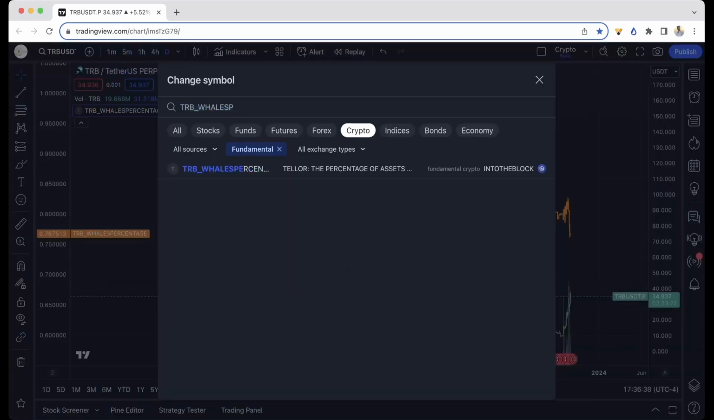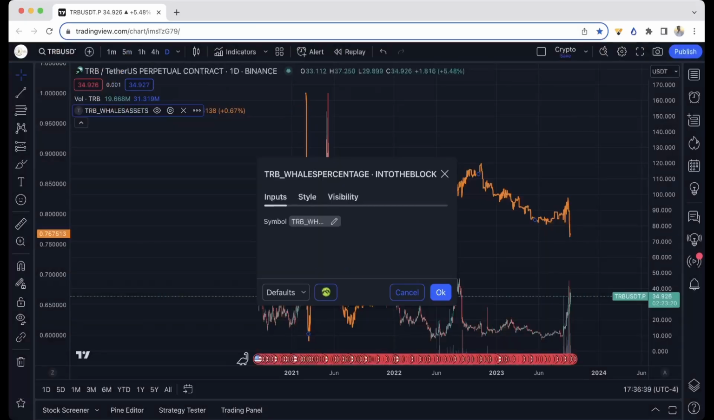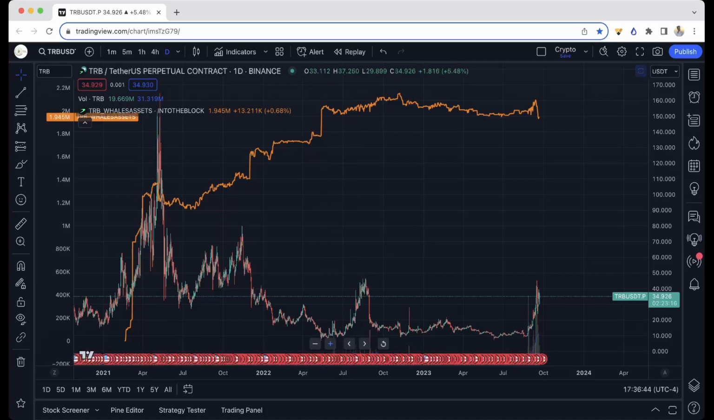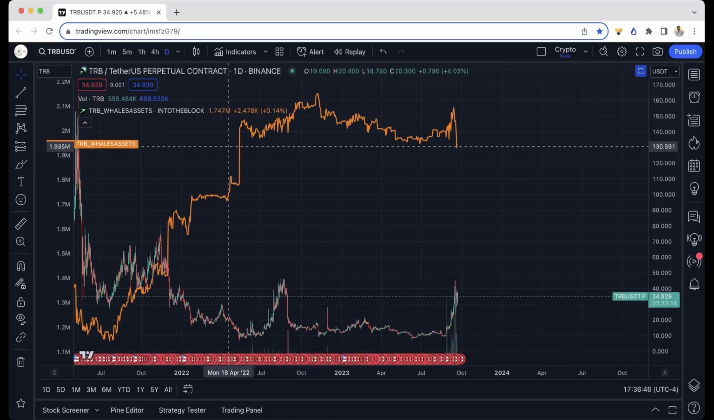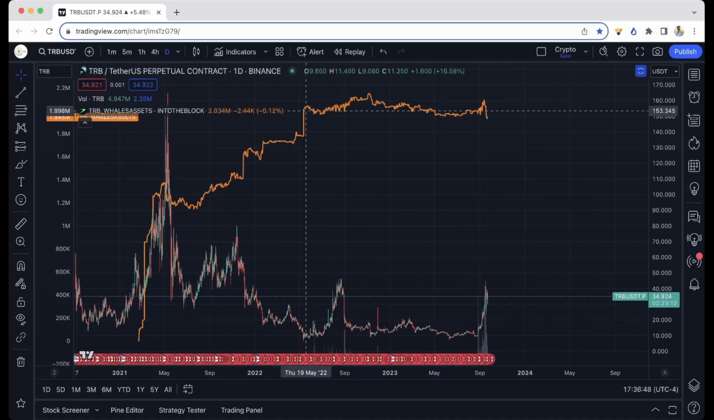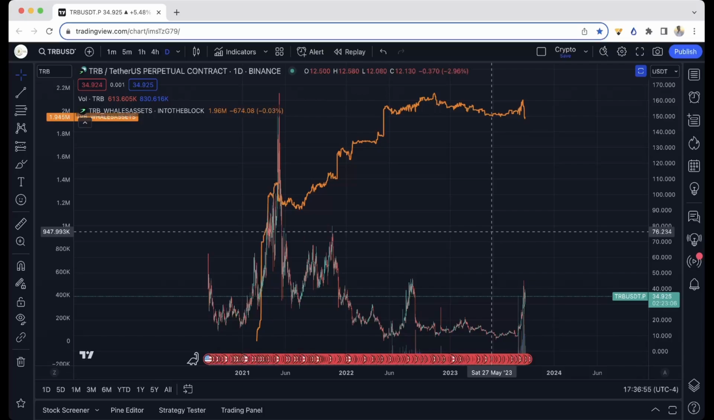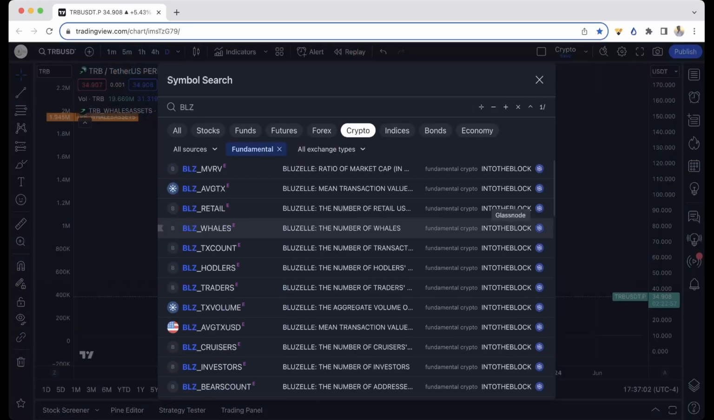We can look at the raw assets too to see how many TRB they hold even across exchanges. You can see they accumulated right at the very bottom. They accumulated right here, and they just slowly sold off into retail right about here when retail was going crazy. What an amazing indicator. You can use this on really any altcoin that you would like. I think if they have BLZ, they have BLZ.